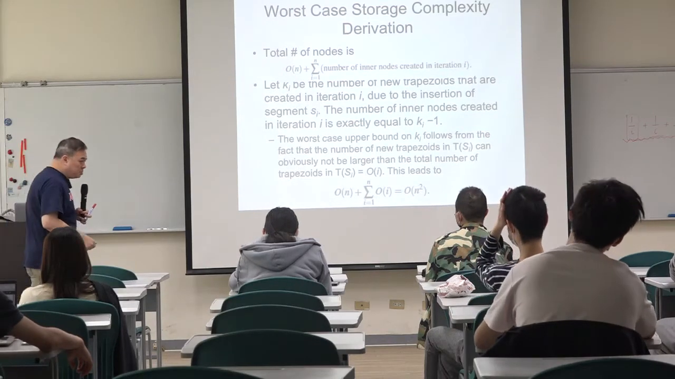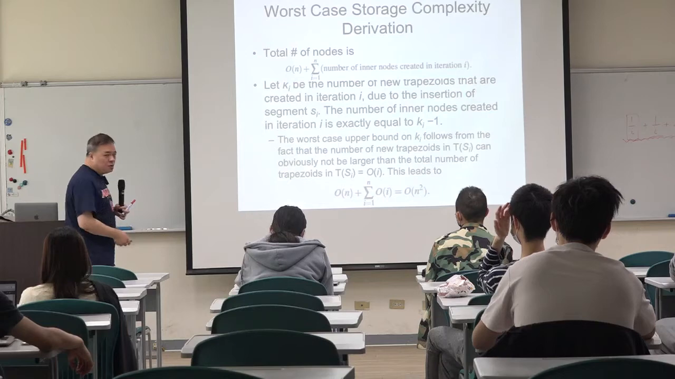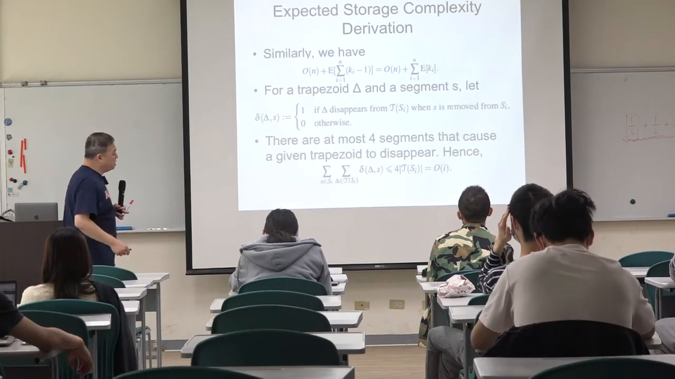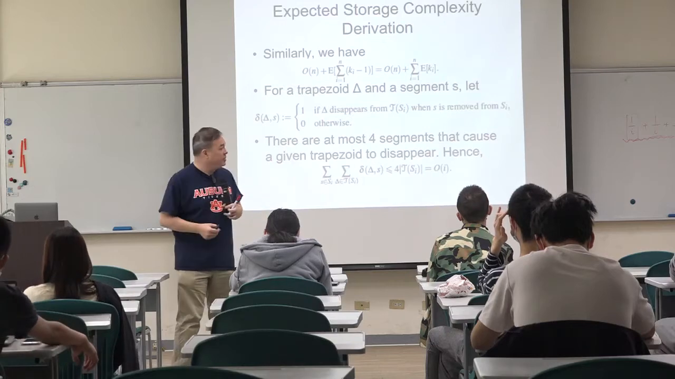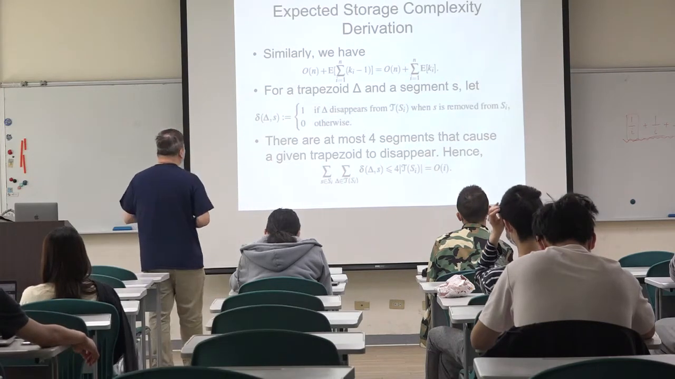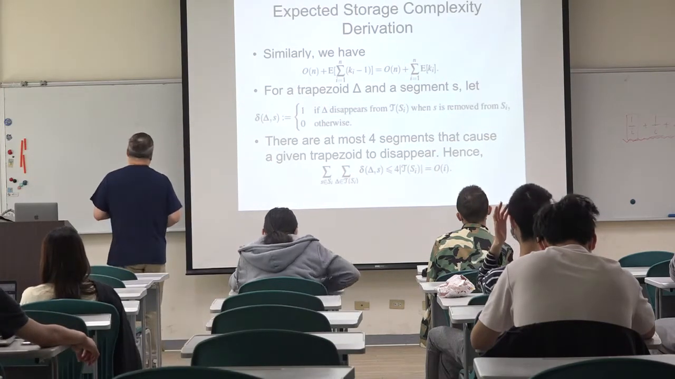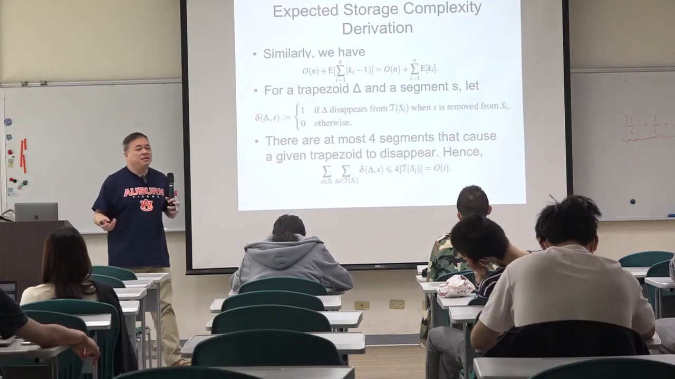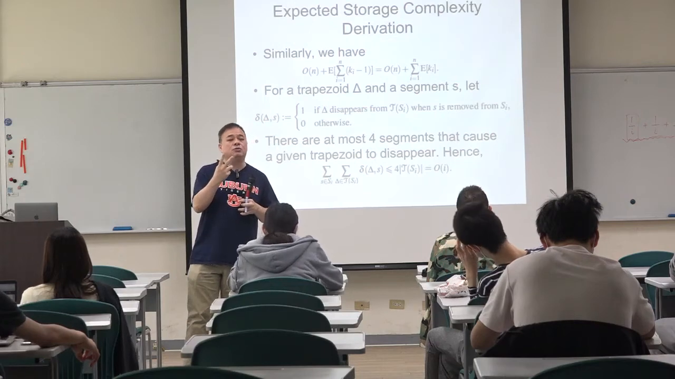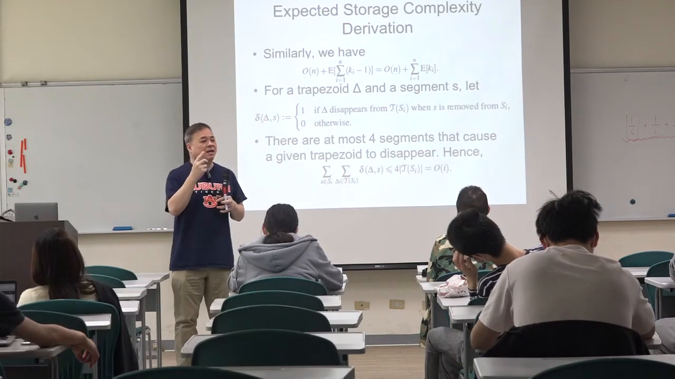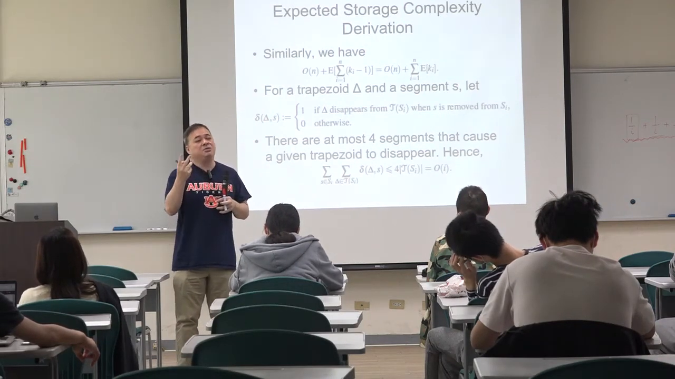If you want a more formal analysis, you may need to check out the paper for this. So that's the worst case, right? For a randomized algorithm, you can only analyze two situations. One is the worst case, one is the expected case, the average case.